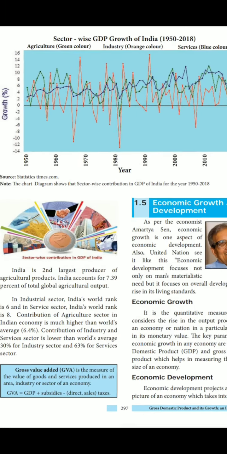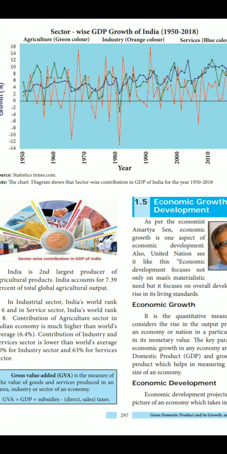Next one is this graph. Sector-wise GDP growth of India from 1950 to 2018. Here also three sectors: agricultural sector, industry and the service sector. In this graph, on the x-axis the year was mentioned, and on the y-axis the growth, that is in percentage. Okay, so agriculture is in green color, industry in orange color, and service sector was indicated in blue color. So this chart shows the sector-wise contribution in GDP of India for the year 1950 to 2018.